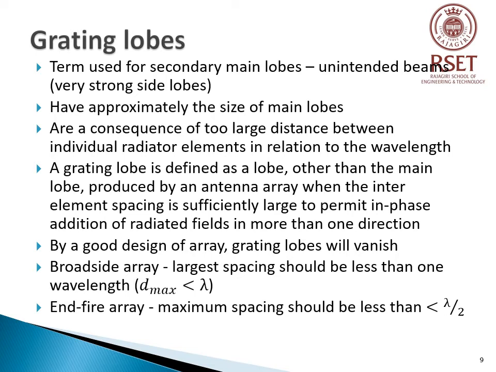For a broadside array, to avoid a grating lobe, the largest spacing between elements should be less than one wavelength, that is d max less than lambda. And for an ordinary end-fire array, to avoid a grating lobe, the maximum spacing between the elements should be less than lambda by 2.